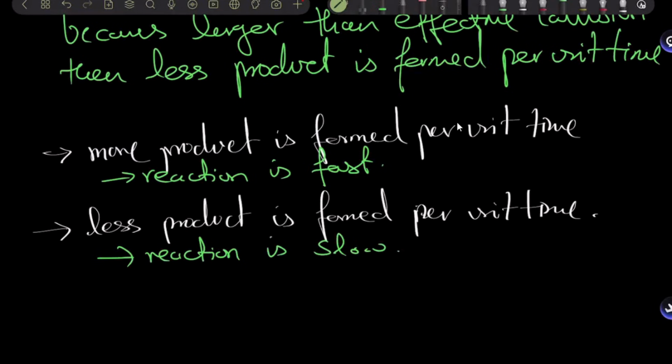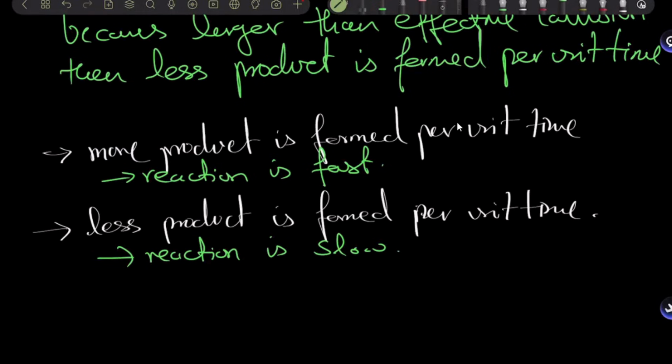Right? Now let's think about one more thing. More product formed per unit time, the reaction is faster. The thing is, how will more product be formed and how will less product be formed? What is going to form the product? Effective collisions.